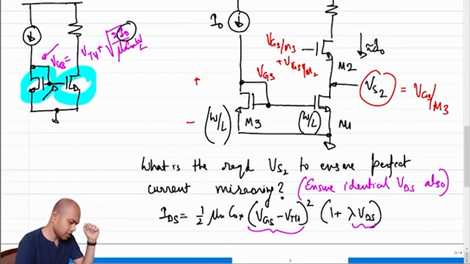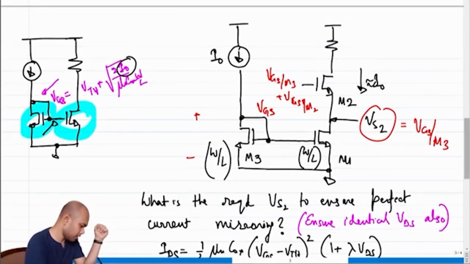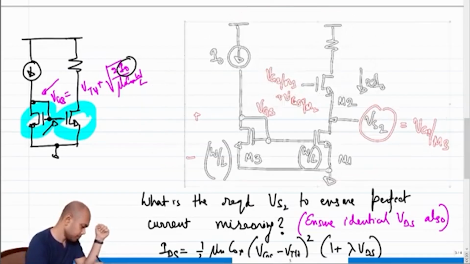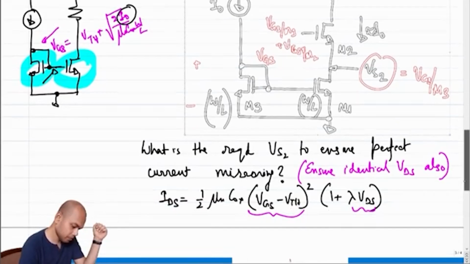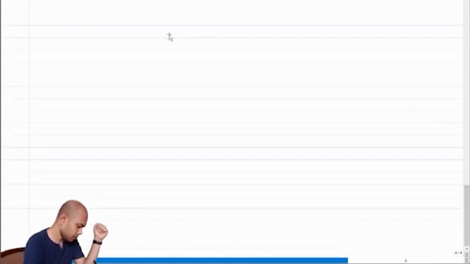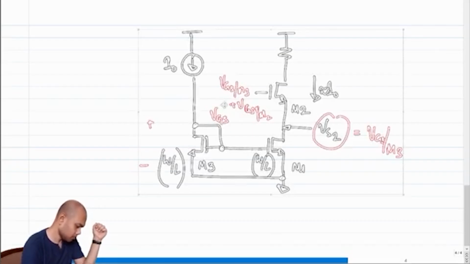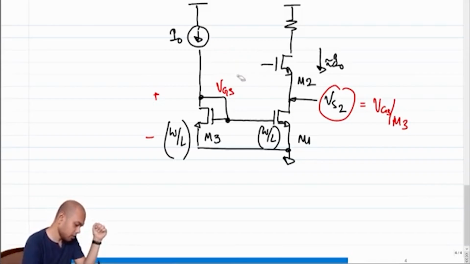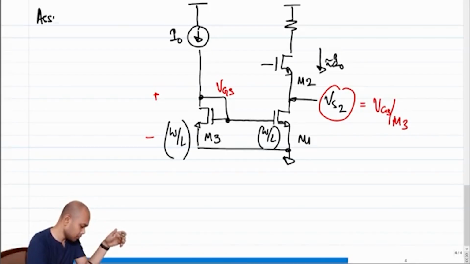Okay, fine. So essentially, where are we at? Let me copy this circuit. So if we assume for simplicity, it's not necessary, but let's assume this: assume VGS are equal for all transistors.